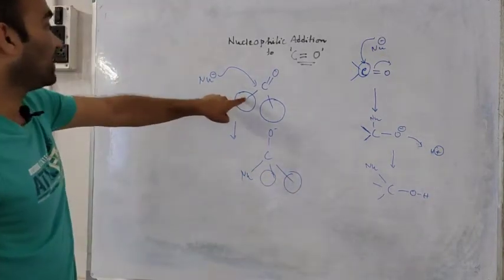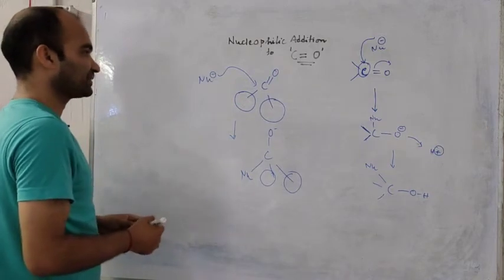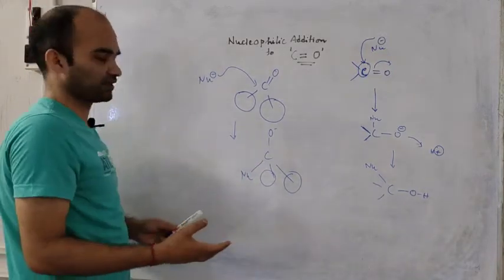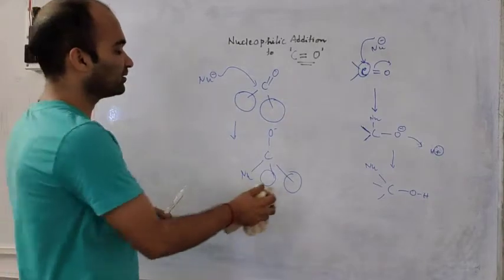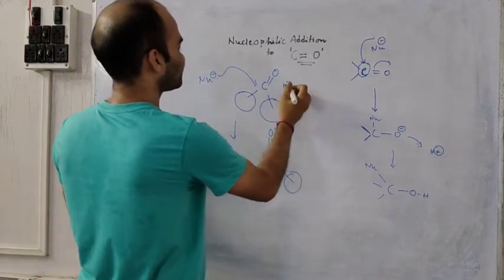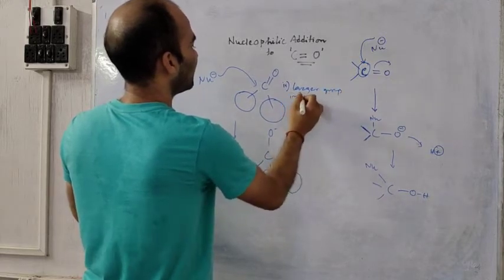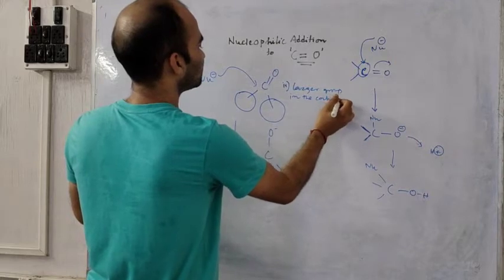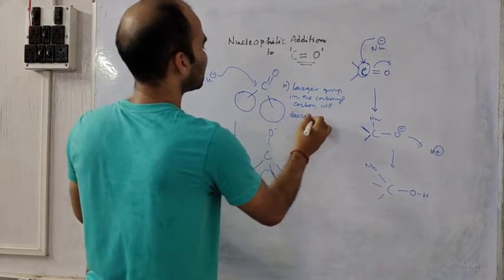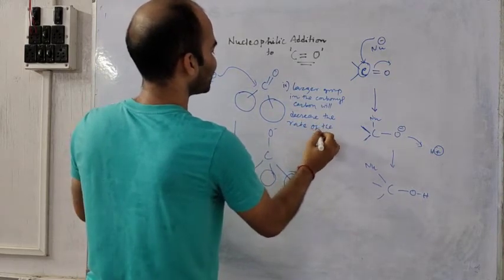Thus larger group attached to the carbonyl carbon will decrease the rate of the reaction, as it will decrease the ease of product formation by means of steric crowding in the product structure. So here we can easily conclude that larger group in the carbonyl carbon will decrease the rate of the reaction.